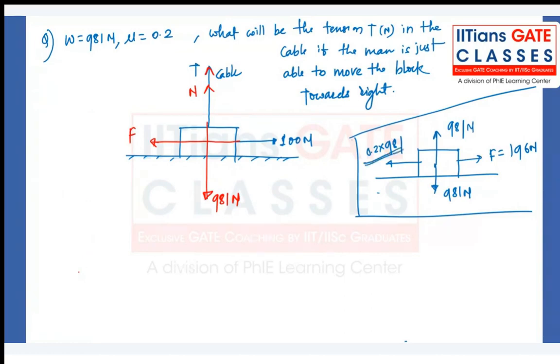And the value of this is what? 0.2 into 981 is 196. So it means you need at least 196 Newton force in order to move the block towards right if the string or the cable is not there. But if now we are attaching a cable to the block, and they are saying that the 100 Newton force is just sufficient to move the block, because the cable is lifting the block slightly upward. Because of that, the frictional force in between the surface and the block will reduce. Okay, is it correct? Are you following?